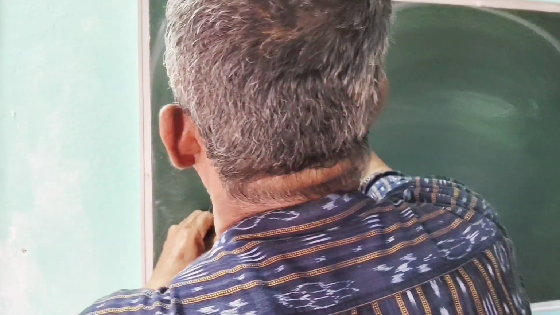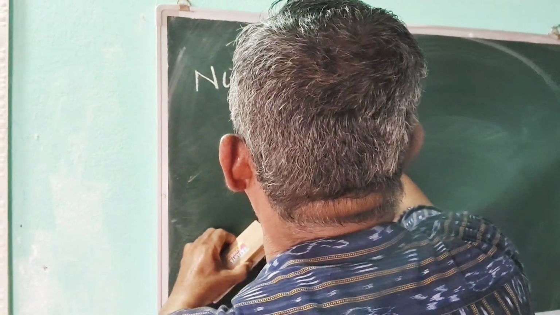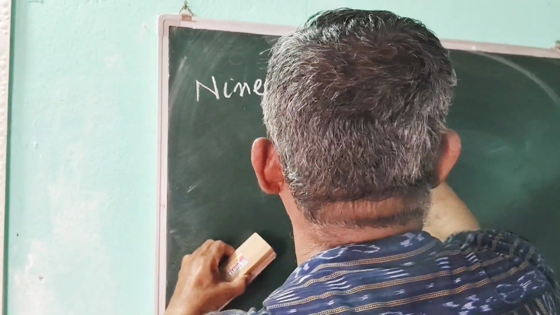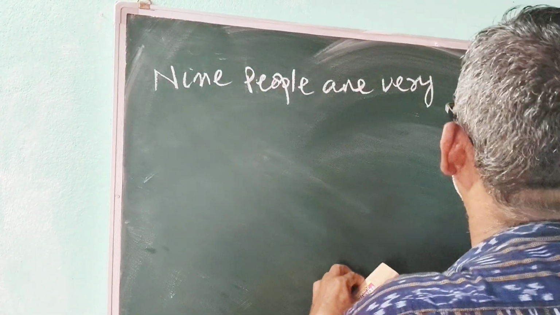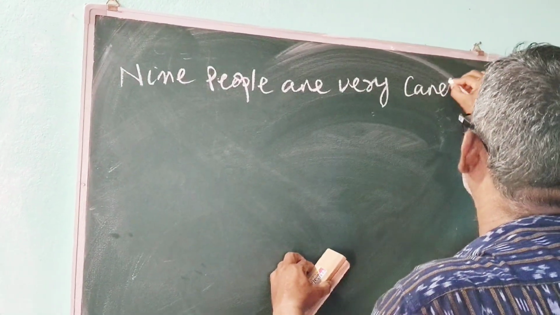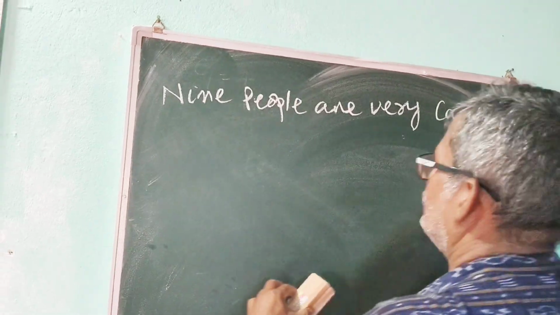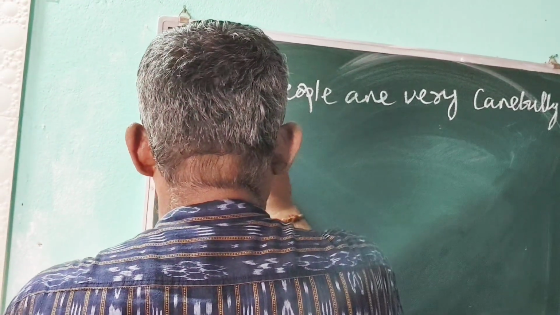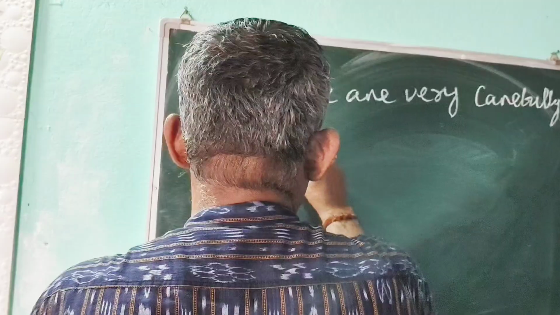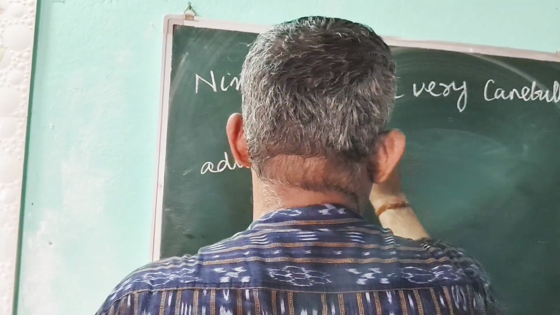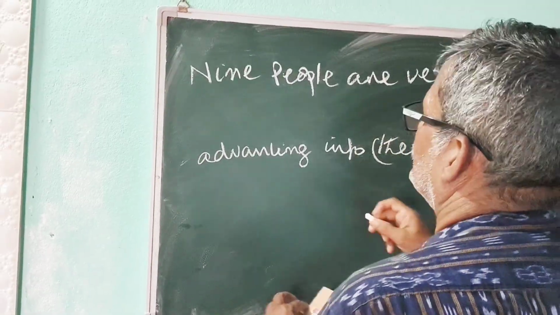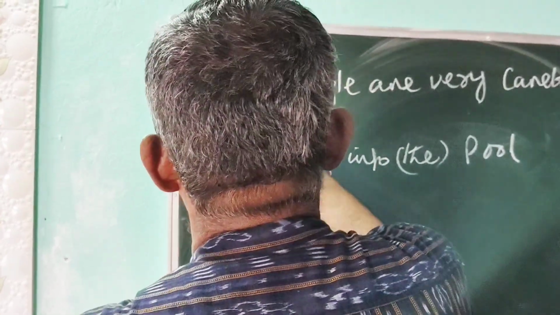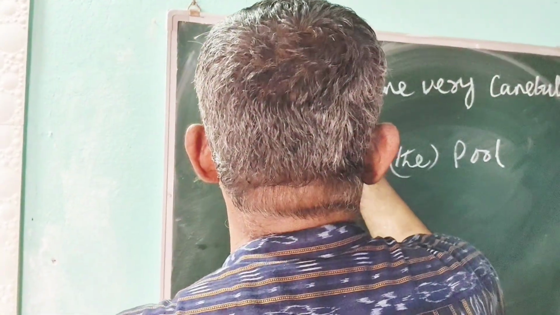Just see parts of speech. Nine people are very carefully advancing into the poem.